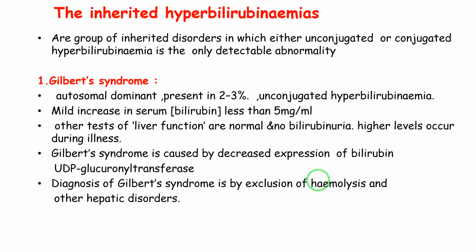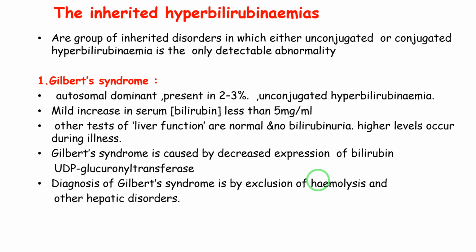Gilbert is very common. About 2 to 3% of the population may have this disease. There will be unconjugated hyperbilirubinemia, and the increase in the bilirubin is usually mild, usually less than 5 milligram per deciliter. It's usually asymptomatic, and mainly appears during intercurrent illness or fasting, or any stress on the body will make this more obvious.